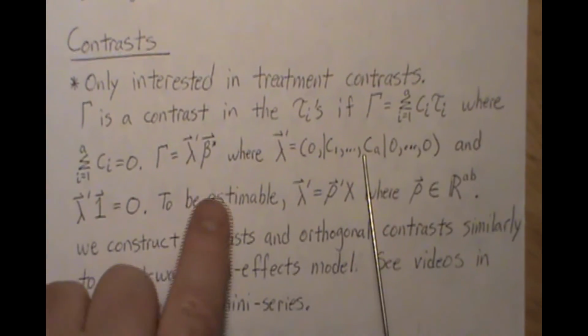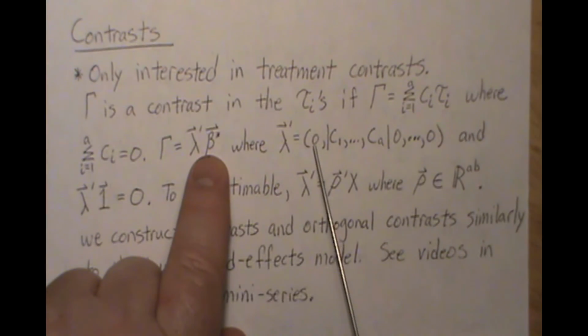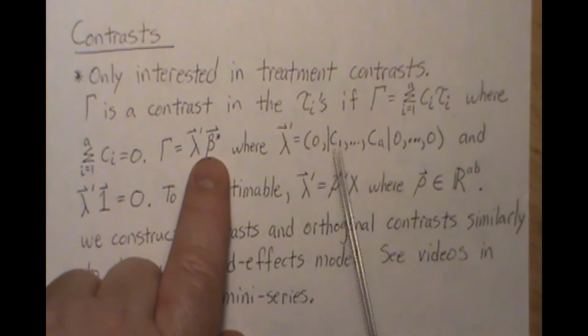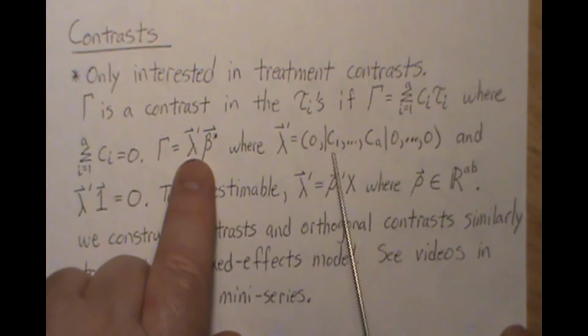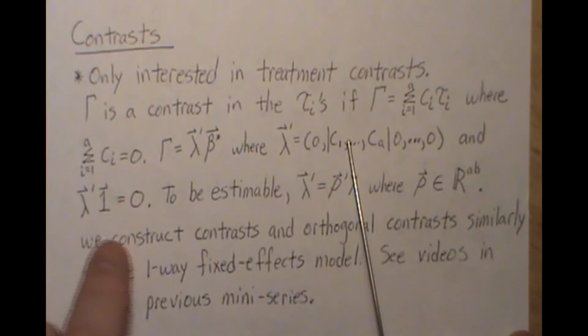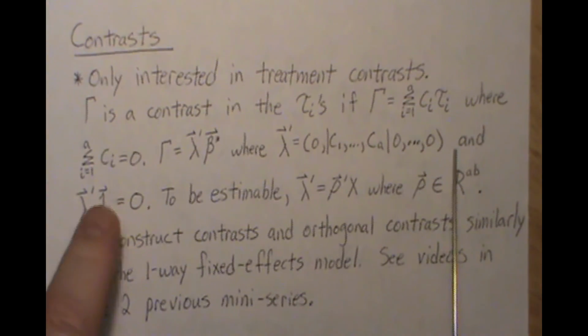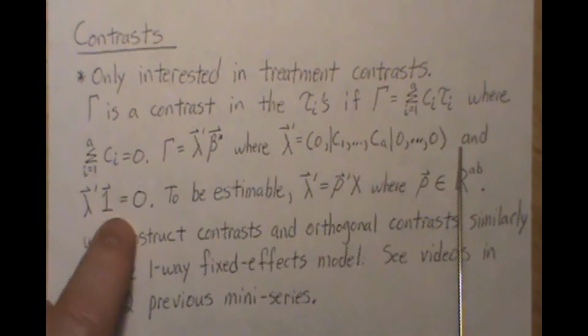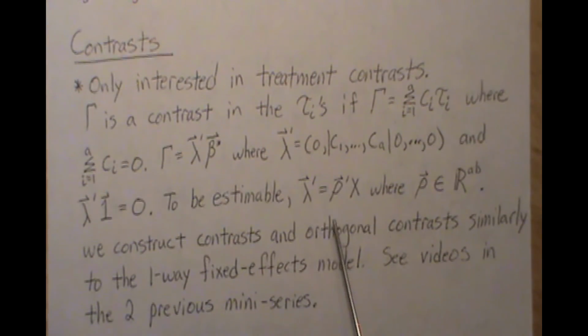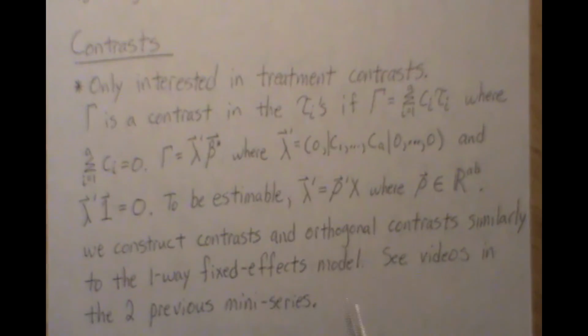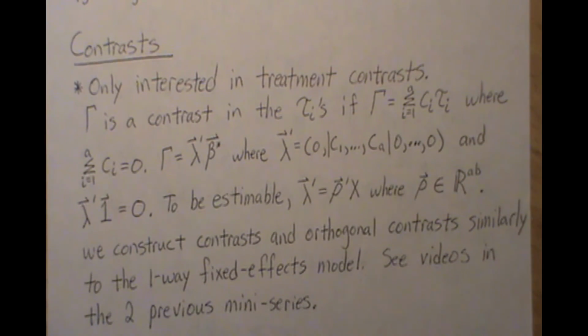So if we take this lambda times beta, it doesn't pick up the mu parameter, and it doesn't pick up any of the beta parameters. It only picks up the tau parameters, right? And of course, this lambda has to sum to 1 or 0. That's why we have this. But to be estimable, this lambda parameter has to be a part of the row space. So there has to be some rho, where rho prime x is equal to lambda. And this is for some rho in ab space.